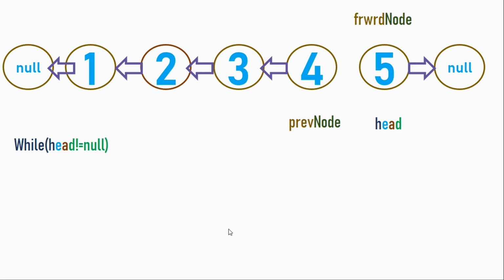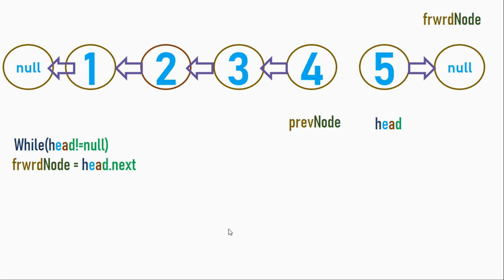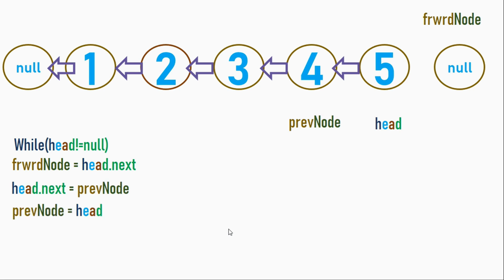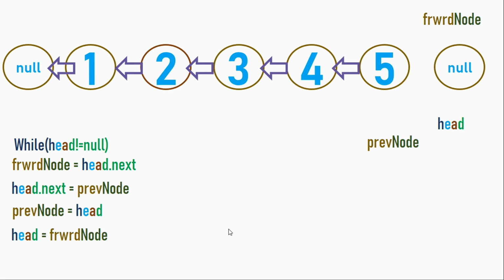So again I will check head is not null. So I will move my forward node to head next node. That means my forward node is now null. Next, head next will be set to previous node. That means node 5 will now point to node 4. Next, set previous node to head. That means now my previous node is node 5. Next, set head to forward node. That means my head is now null.